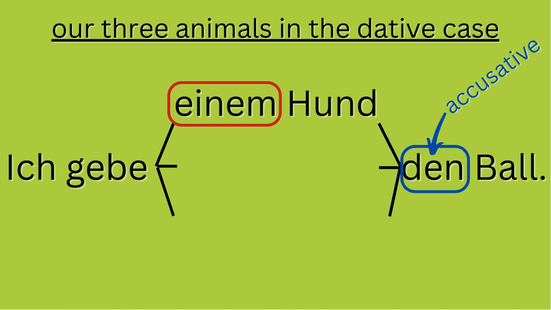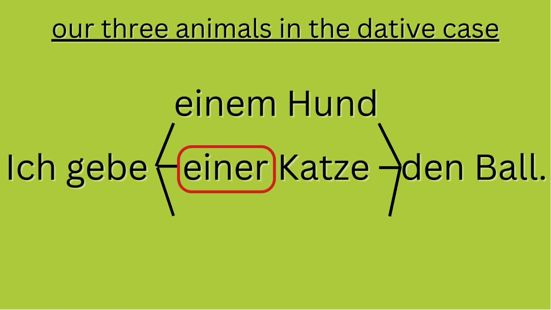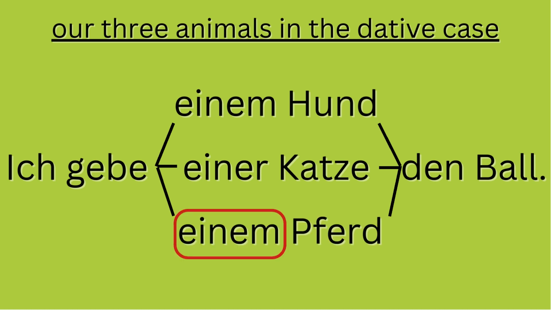Den Ball, that's the accusative case. That's actually singular, masculine, definite article. If you want to know a little bit more about the definite article, check out my video on that topic. For the cat, we have, ich gebe einer Katze den Ball. Notice how the indefinite article changes from eine to einer. And with the horse, I have, ich gebe einem Pferd den Ball. So the same as with the masculine gender, we have ein turning into einem. So the M ending is really very typical for the dative case.